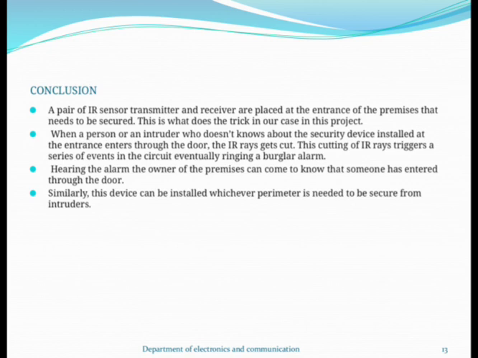By hearing the alarm, the owner of the premises can come to know that someone has entered through the door. Similarly, this device can be installed on whichever perimeter needs to be secured from intruders, such that an electronic watchdog is capable of extending a wide range of security for a house or any other firm from intruders or strangers. So this is the basic idea of an electronic watchdog, which could be installed as a security measure for a house or any other firm.